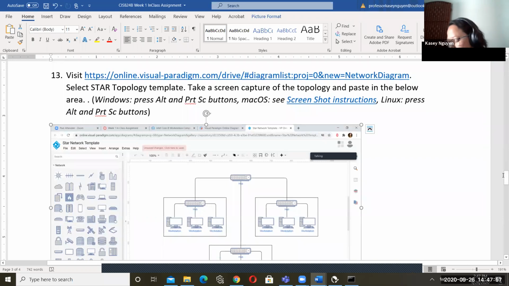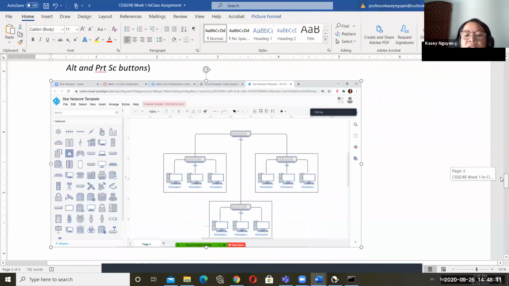Okay, so what that does for us is I want to introduce you to a network diagram tool which you will be using for the lab, and also to take a look at different templates like the star topology to see what it looks like. And this tool you can drag and drop, right? It's really easy to do, just like all the other tools.